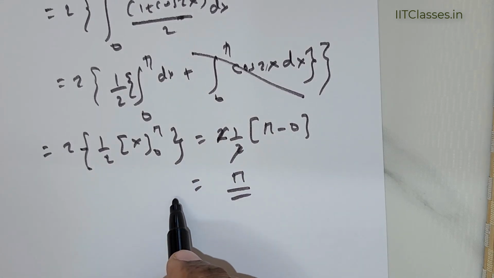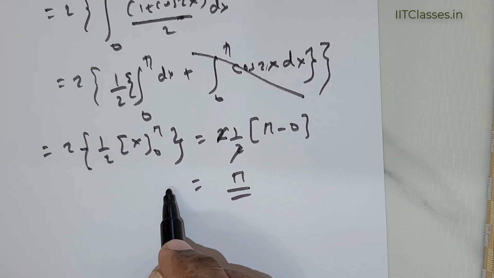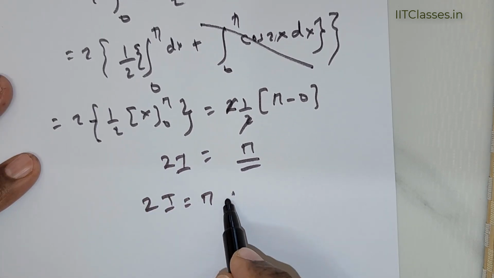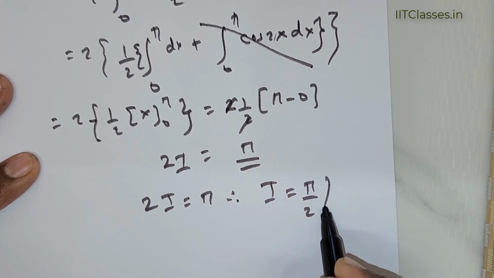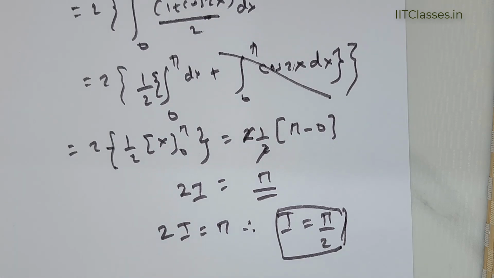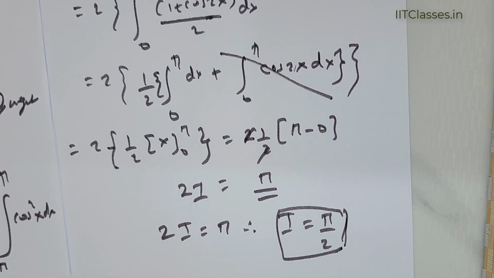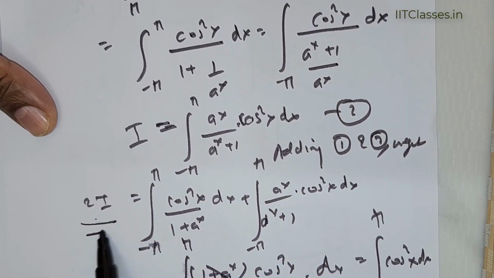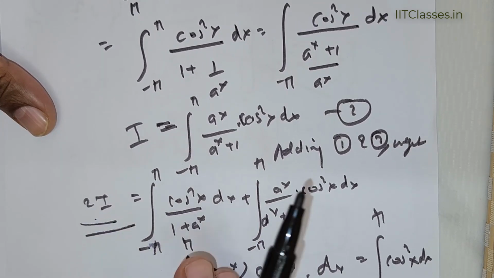But on the left hand side you have 2 times I, right? So this means 2 times I is equal to pi, therefore I is equal to pi over 2. Now this is the final solution, and you have to go back and zero in on the choice. So why do I get the 2I on the left is because of this value. 2I is on the left.